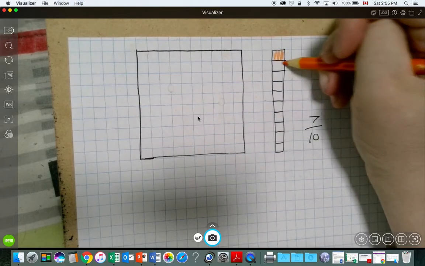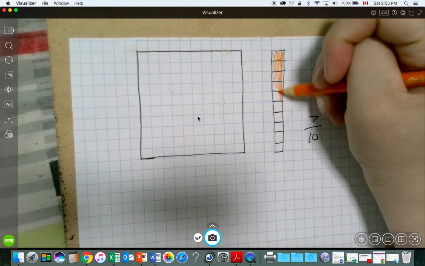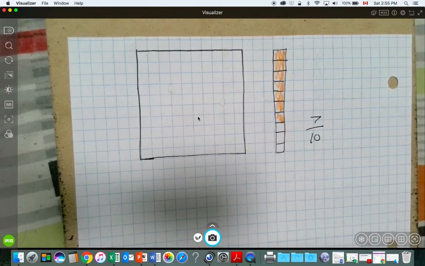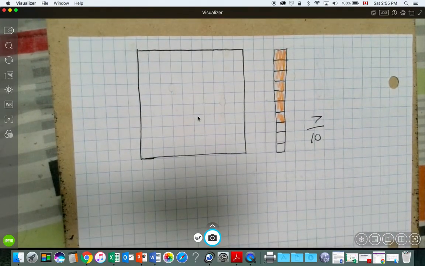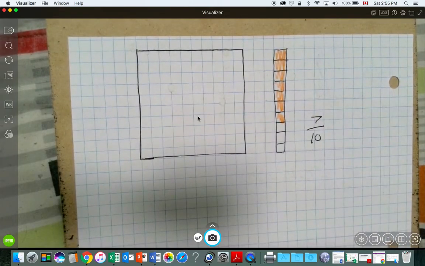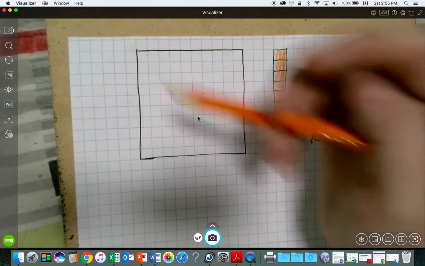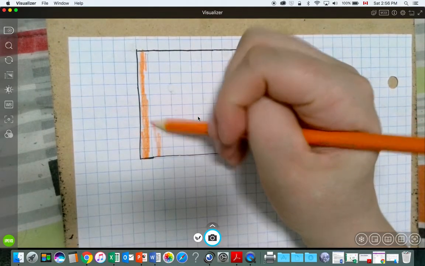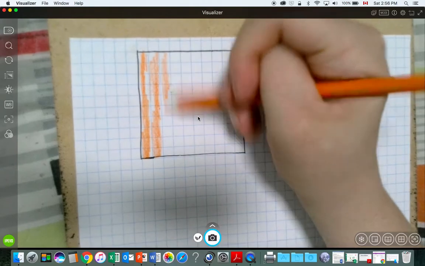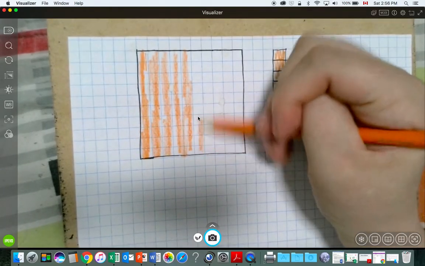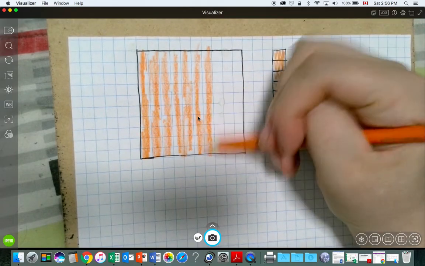1, 2, 3. We'd have 7 squares out of 10 colored. Now if we wanted to show it on a hundreds chart, we would do the same thing, but instead of individual squares, it would be a whole row. So you'd have one whole row of 10, two whole rows of 10, 3, 4, 5, 6, 7.